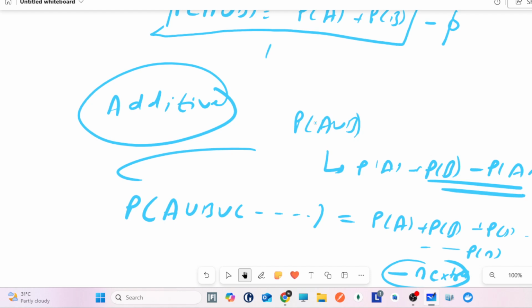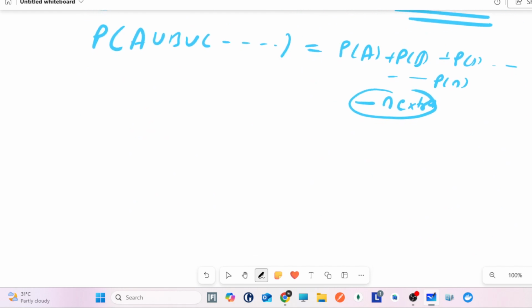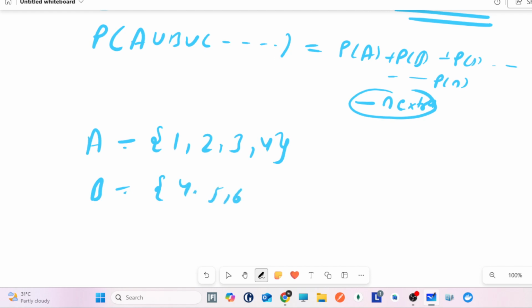The best way to learn this is by considering values. Just consider, for example, sample A is equal to 1 2 3 4, and sample B is equal to 4 5 and 6. Based upon these values, try to compile A union B. Ultimately you will land on the correct formulation. Okay, so that's it for this lecture.